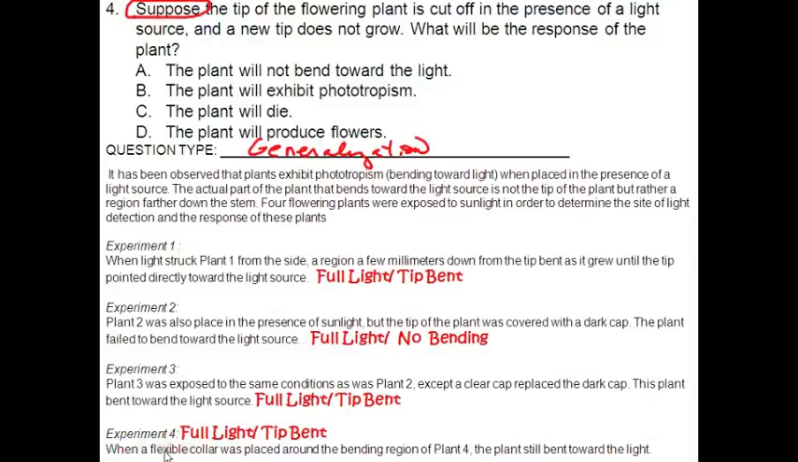You know it's in the tip of the plant because when you put the dark cap on there, it didn't bend. If you follow all the results of the study, then it's kind of a logical question. If you cut the tip off, if you put a dark cap on it, what did the plant not do? It didn't bend toward the light, and A is your answer. You can't really say the plant will die, you don't know. The plant will produce flowers, you don't know. The plant will exhibit phototropism, because the message comes from the tip. So that's not so hard after all, it just looks a little bit difficult.